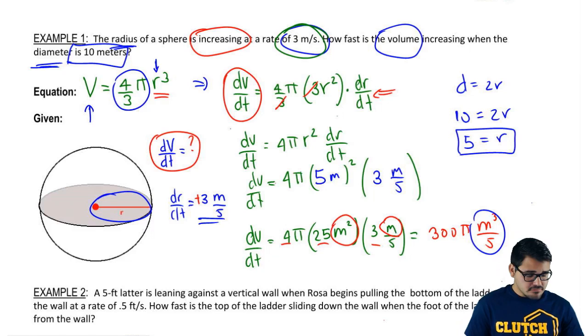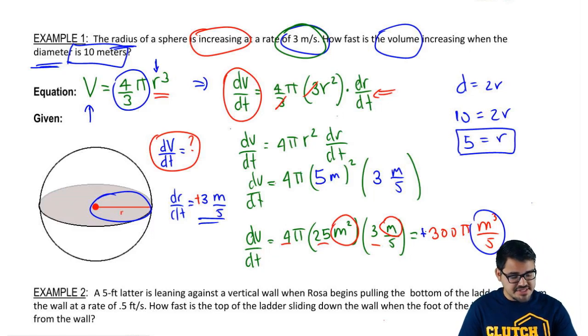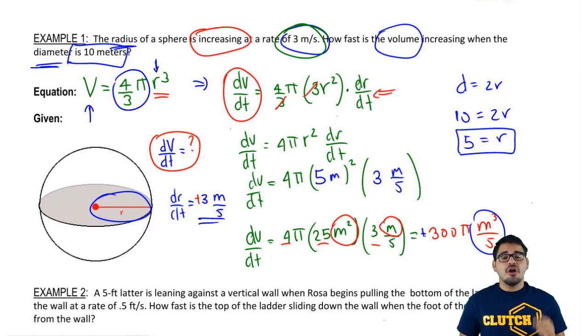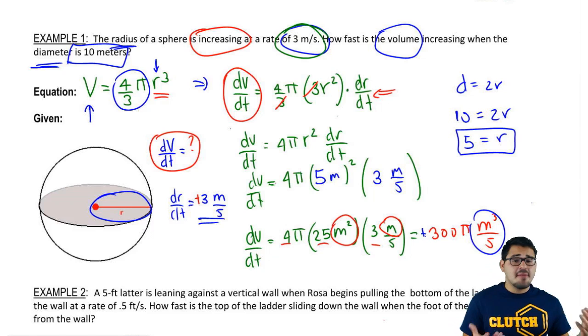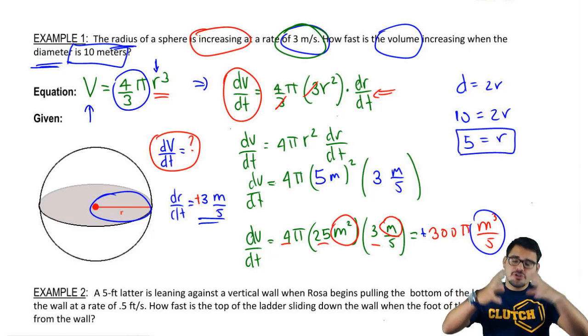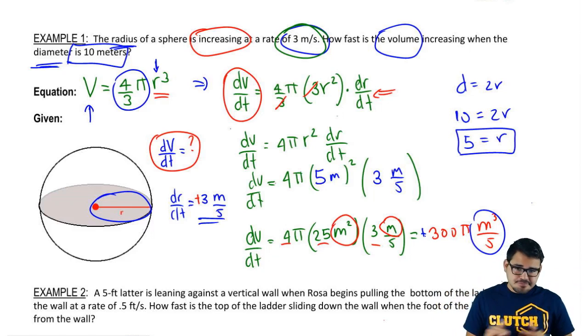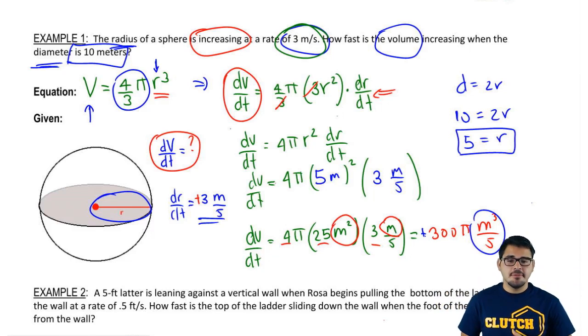And then our answer is also positive, which means that our volume is increasing at a positive rate as you're increasing your radius at a positive rate. And that makes sense. When we make the radius bigger, so does our volume, right? So that's kind of how we put all the ideas together of all the little steps here of this related rate problem.